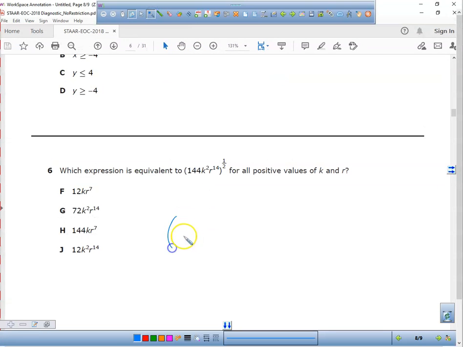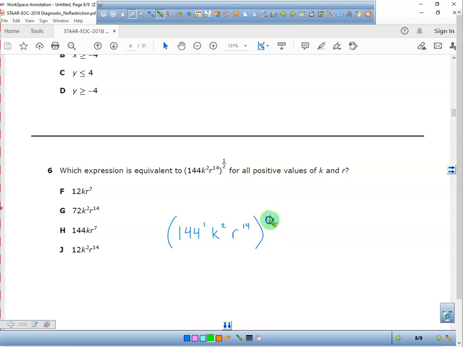So here we go. If you can't see it, it says 144 raised to the power of 1, then k squared r to the power of 14, all raised to the power of 1/2. So you're just writing it down. We'll show you how fast this is. Of the three rules that we just went over, which one do you think it best represents? The product, the quotient, or the power? Power property.